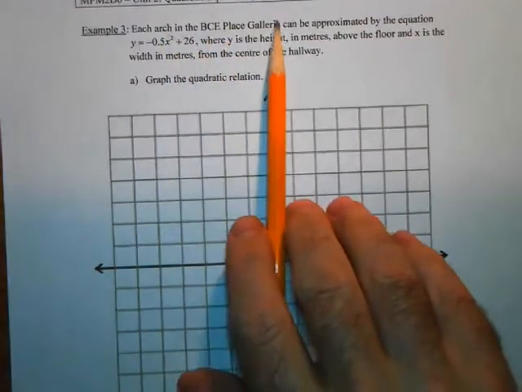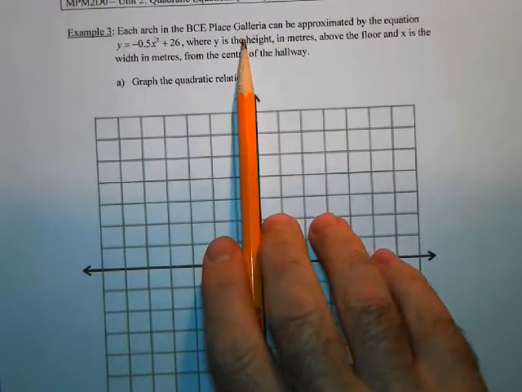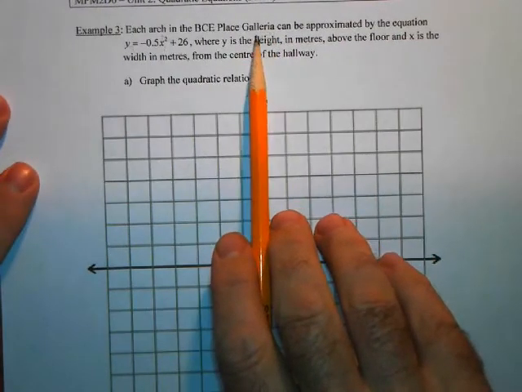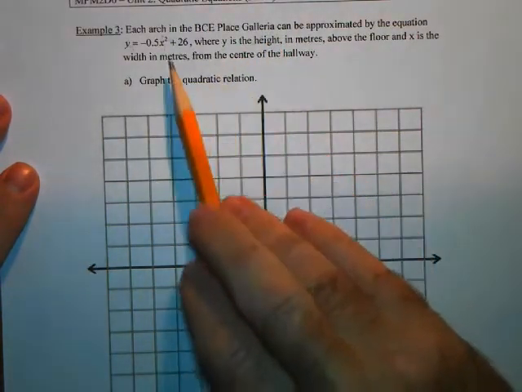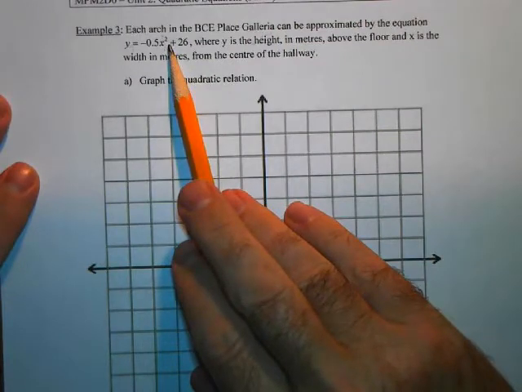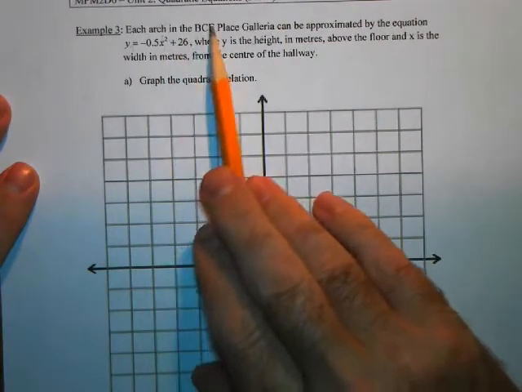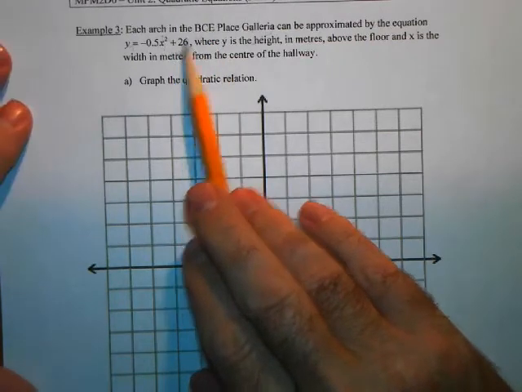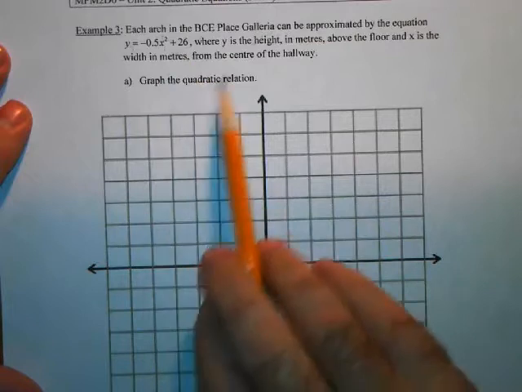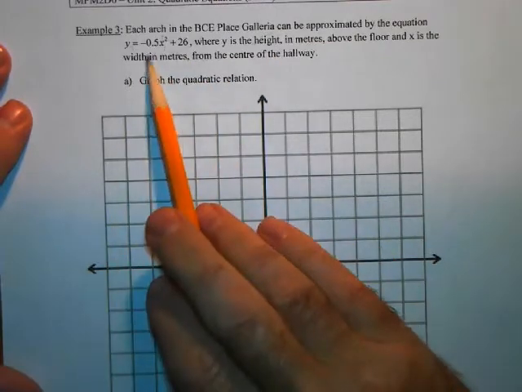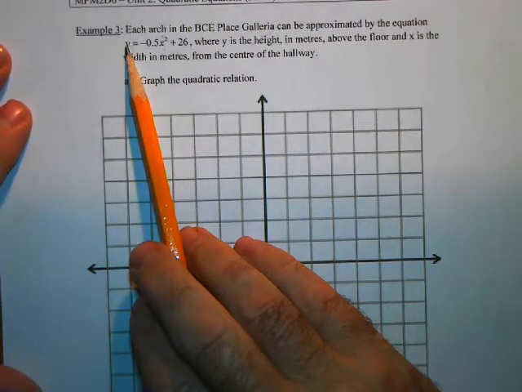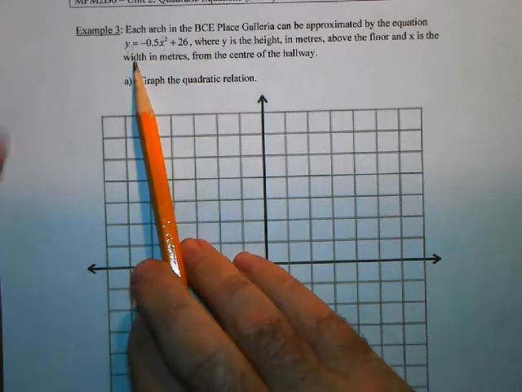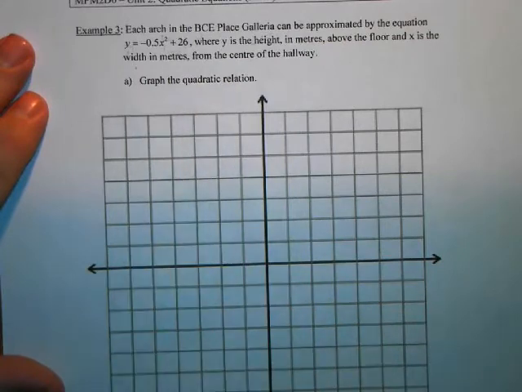So there are some structures in this building that are arches inside the building, and somebody took some measurements and decided that you can actually build an equation that will model the exact height and distances on this arch that's inside here. And that equation is y equals negative 0.5x squared plus 26. Y represents the height in meters, and x is the width in meters. How far is it away from the center of the hallway?